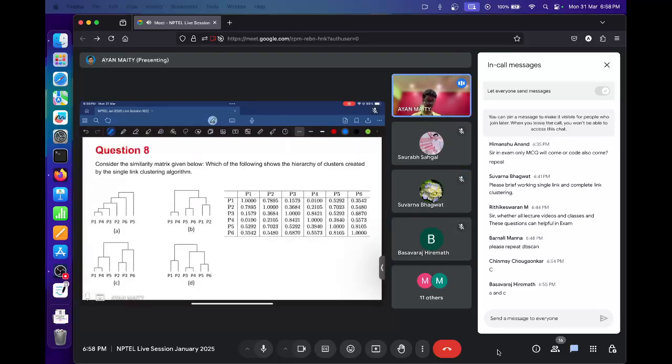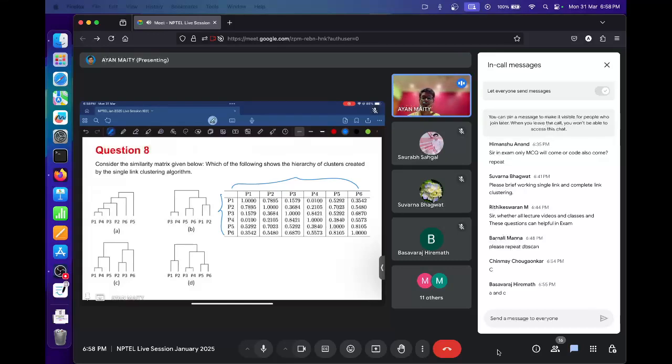Now question 8. So this is a similarity matrix between 6 data points, P1, P2, P3, P4, P5, P6. This is a similarity matrix, not the distance matrix, but the similarity matrix.